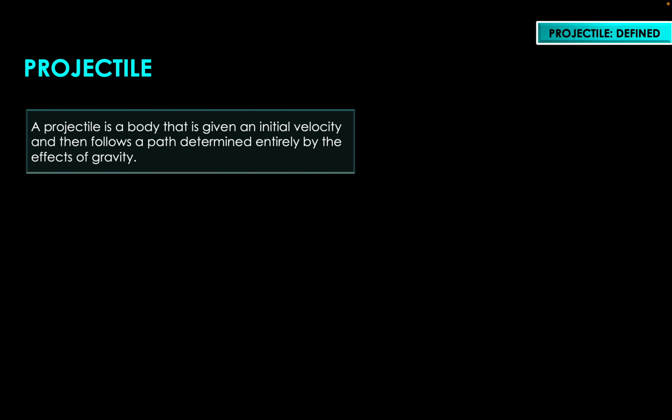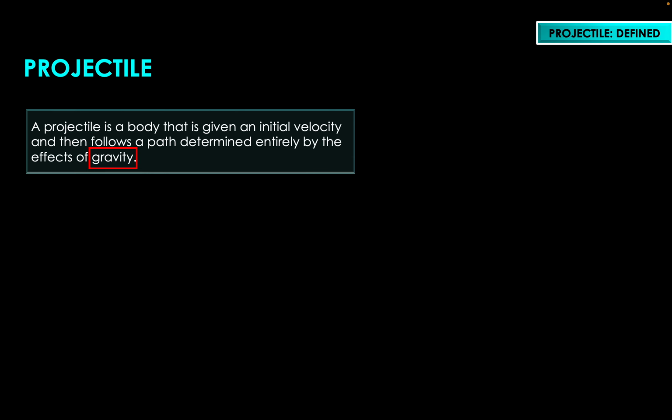First, the definition of a projectile is as simple as this. It's a body that is given an initial velocity and then follows a path determined entirely by the effects of gravity. Take note that it doesn't necessarily mean that gravity is the only thing that affects a projectile or an object in projectile motion. We also have air resistance, because obviously when you throw something in the air, when you give it an initial velocity, whether it's a ball or whatever, it will be affected by air resistance to some degree.